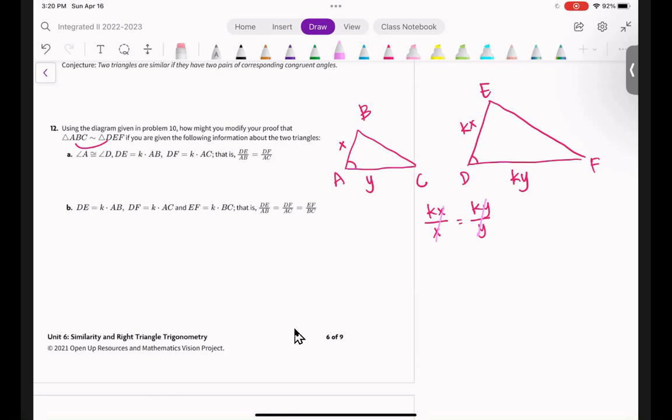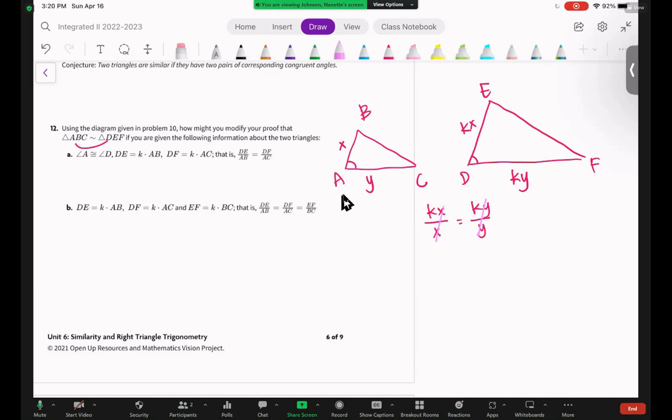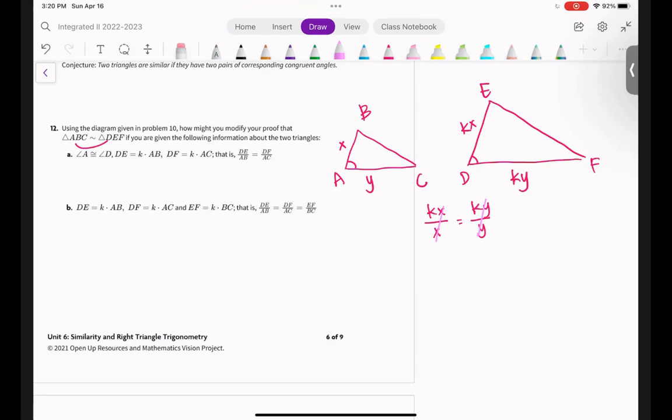So it says, using the diagram, how might you modify your proof that these two are similar? So number one, you're like, oh, Miss Johnson, look, we so far have two sets of sides that are proportional. Good, right?